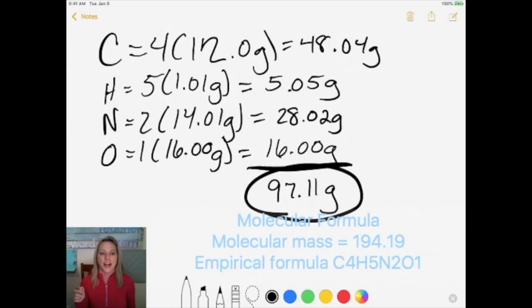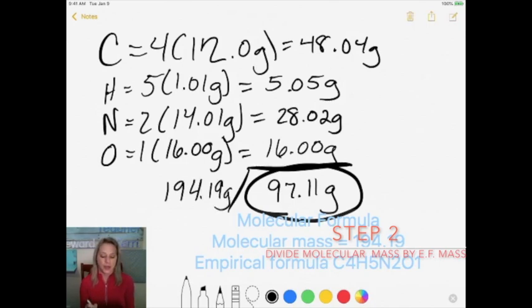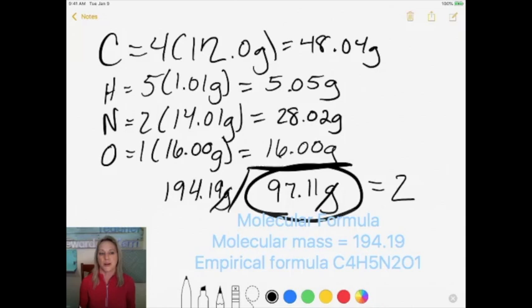We know that the empirical formula is the least reduced number of subscripts that are divisible into a whole number. And we know that with molecular formula, we're trying to find out what number we should multiply all the subscripts by. So we're going to take the molecular mass, which is bigger, and divide it by the empirical formula mass to find out what number we should multiply everything by. Notice again that our grams will cancel. When we do this, we will find out that we will be multiplying everything by 2, because 194 divided by 97 will give us about 2.